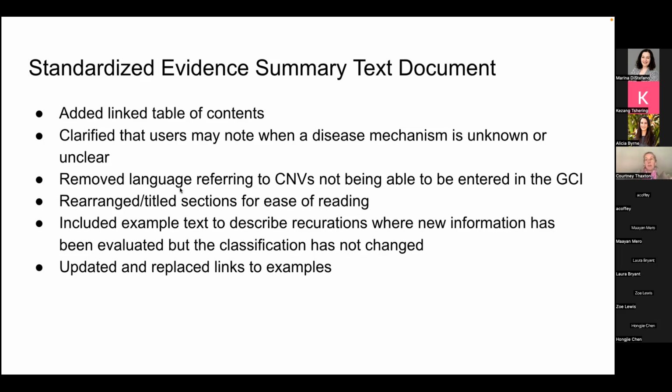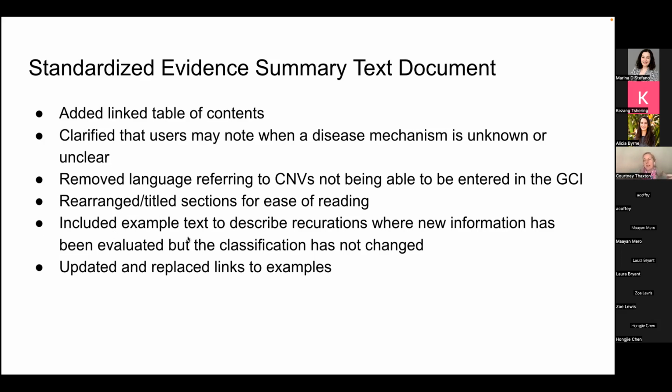We have removed language referring to the CNVs not being able to be entered in the GCI because they are now with CA-CNIDs. So you will no longer have to use this language. And obviously, we strongly encourage you to score and use those CA-CNIDs where appropriate. We've rearranged some of the sections to make it hopefully easier for you all as a reader and to be very intuitive approach through the curation workflow.